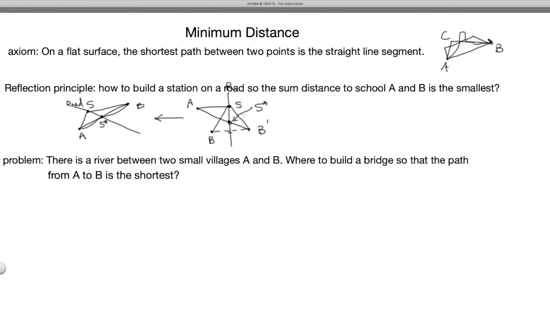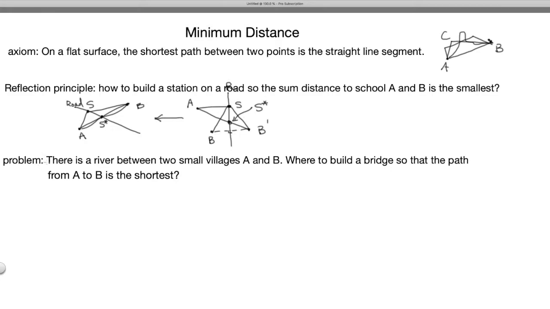In this video, we're going to look at another variation of the same idea: the same idea of using an equivalent transformation so that the problem becomes a much simpler problem.